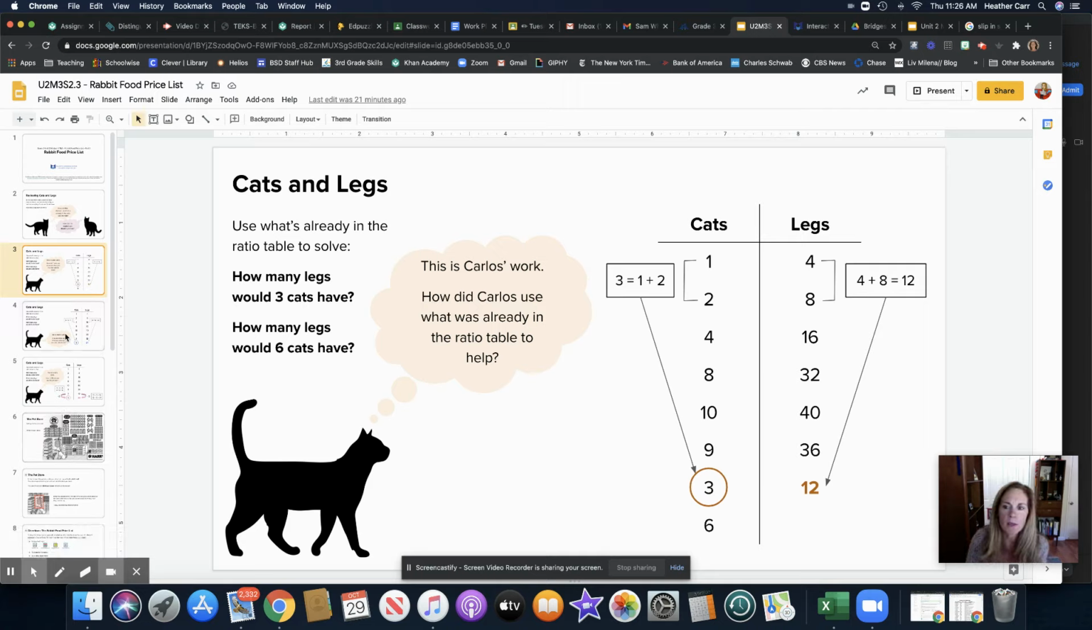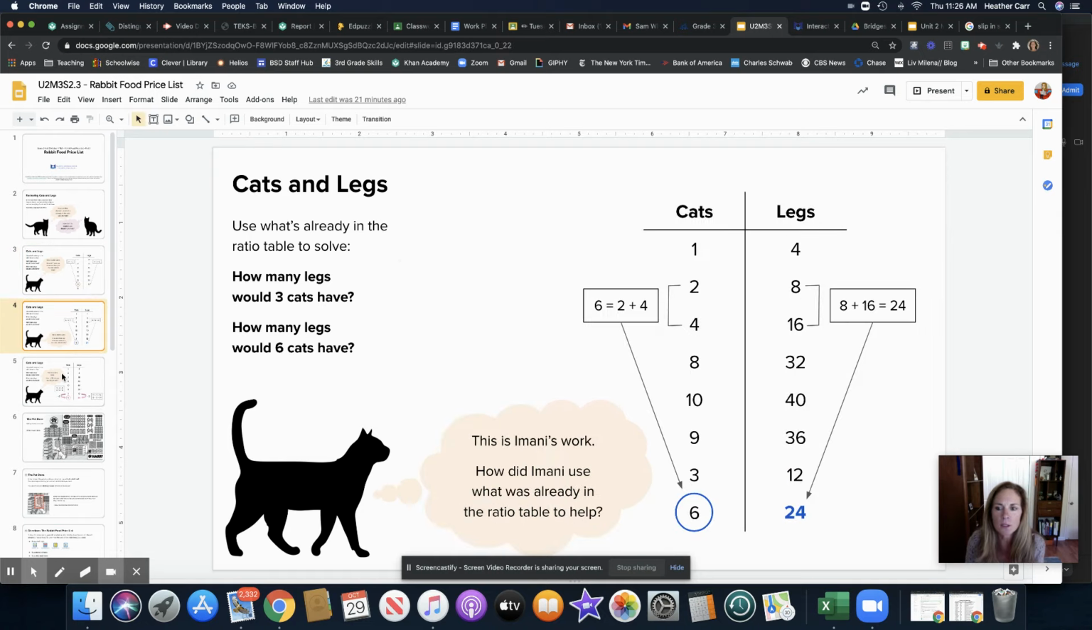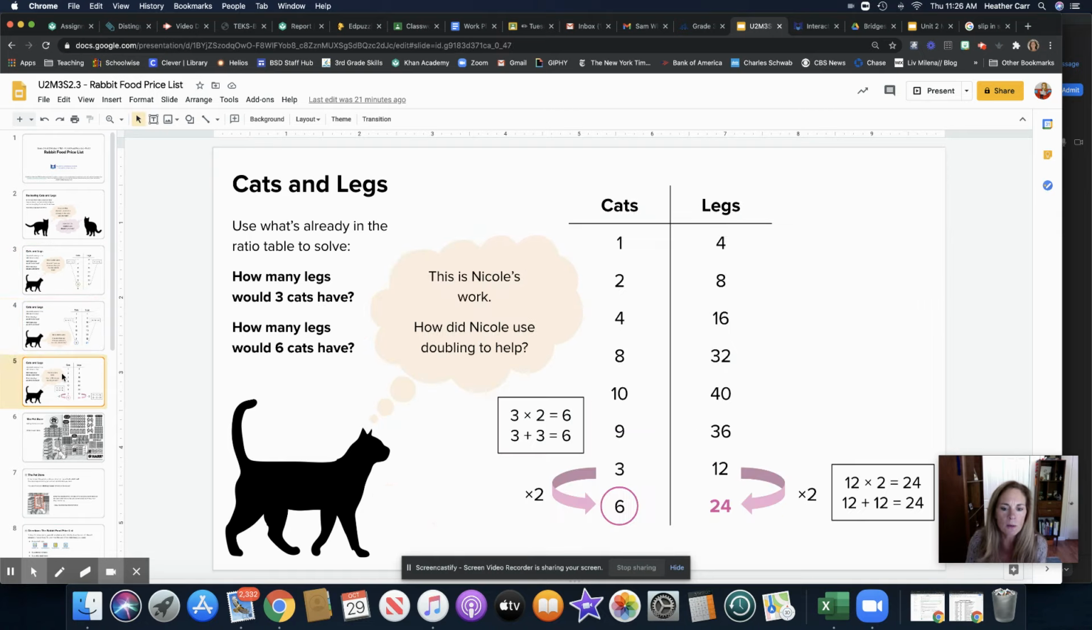The next couple slides are talking about different strategies. So make sure that you understand the different strategies that are being talked about. The same problem, but each of these students tried something different.